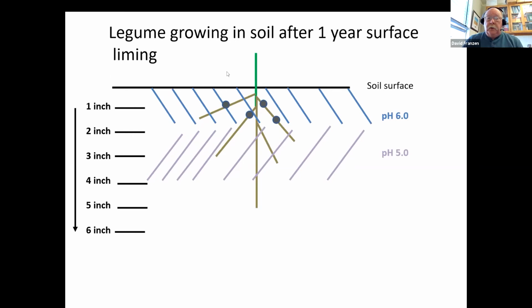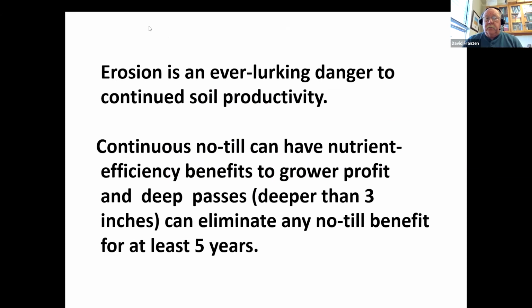So anyway, my hope, what I think, and what I've read in other papers in other states is that surface application can help quite a little bit, and it can raise the pH in the top couple inches up to levels where legumes can be happy again, and wheat and other crops can be happy again. So we'll see if that can happen. But in the back of my mind, the erosion is just an ever-lurking danger to continued soil productivity, and I think all of you that are no-till understand that.